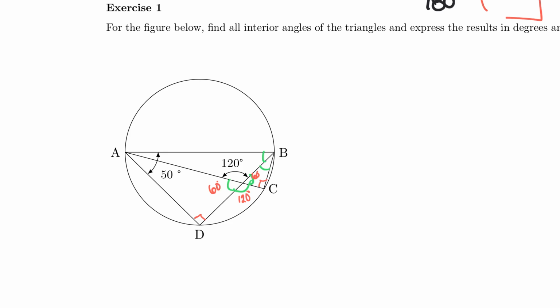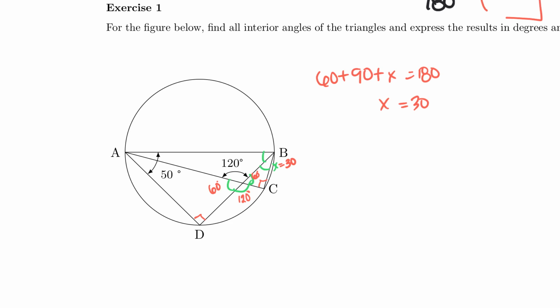And let's set up the equation. Remember, the sum of all internal angles of a triangle is equal to 180 degrees. So it will be 60 plus 90 plus, let's call this angle x, plus x is equal to 180 degrees. And x is equal to 30 degrees. Okay, so this is equal to 30 degrees.